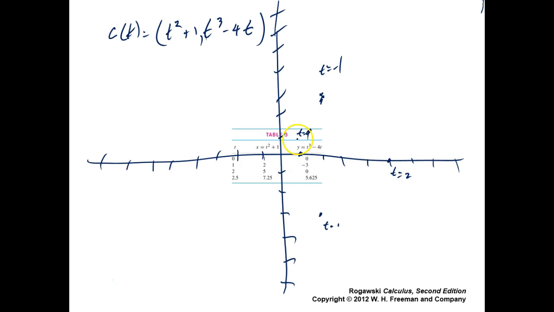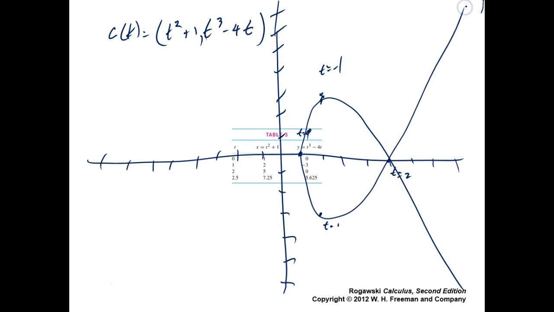So basically we have a curve that does something like this and goes to infinity that way, and does something like this and goes to infinity that way. Almost looks like a ribbon or something like that. Okay, there's the curve.